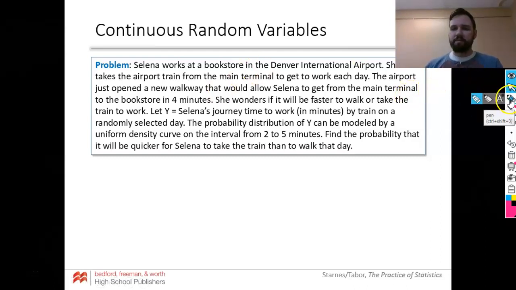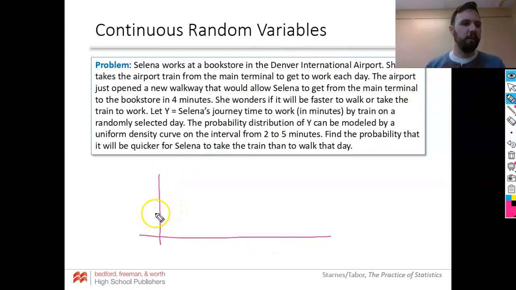So, when I draw this graph, over here is going to be my probability, right? And down here is going to be time she walked. Now, where am I going to start this at? I'm going to start this at 2. I'm going to end it at 5. Why is that? Because it's a uniform density interval from 2 to 5 minutes.